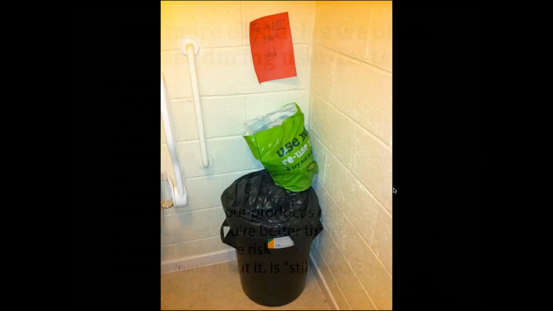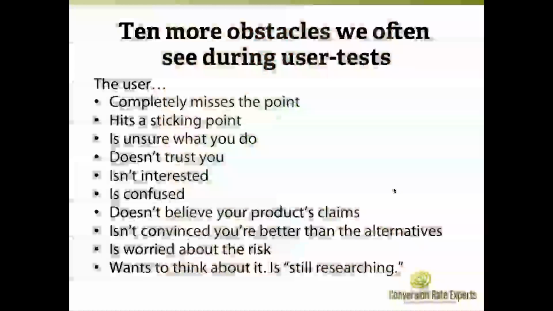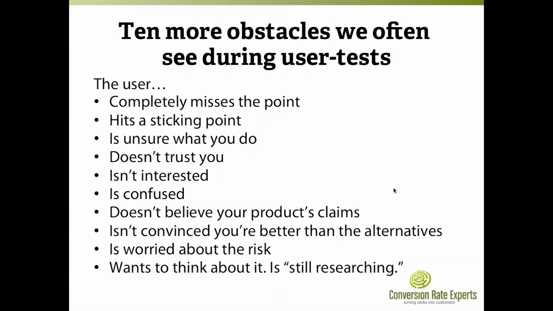And now the final 10 things, 10 obstacles that we often see during user tests. The user completely misses the point. That happens a lot, where the user just doesn't understand what the page is about. You'd be amazed how often that happens. They hit a sticking point, which absolutely stops them from going any further. They're unsure what you do: they can read the page and still don't really understand what you are as a company. The next one is that they don't trust you.